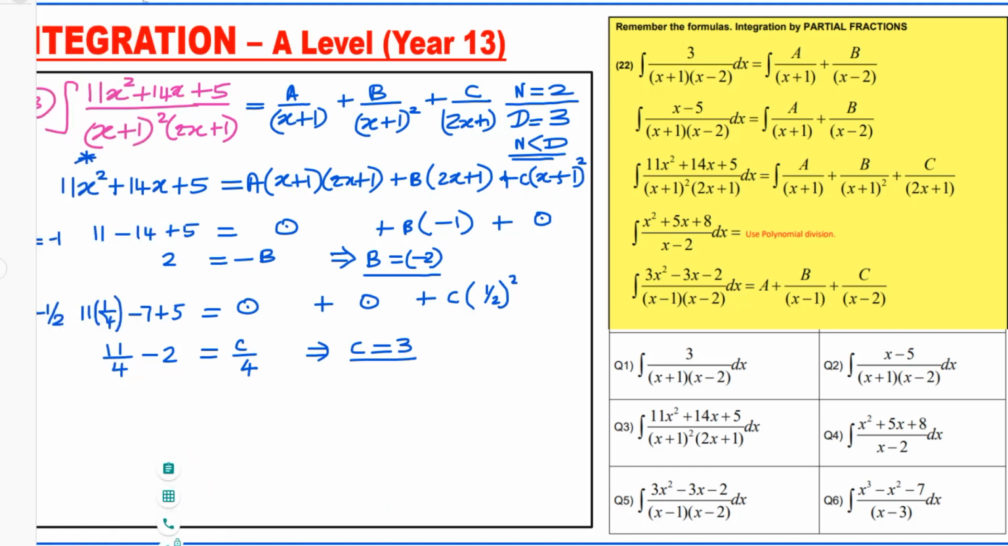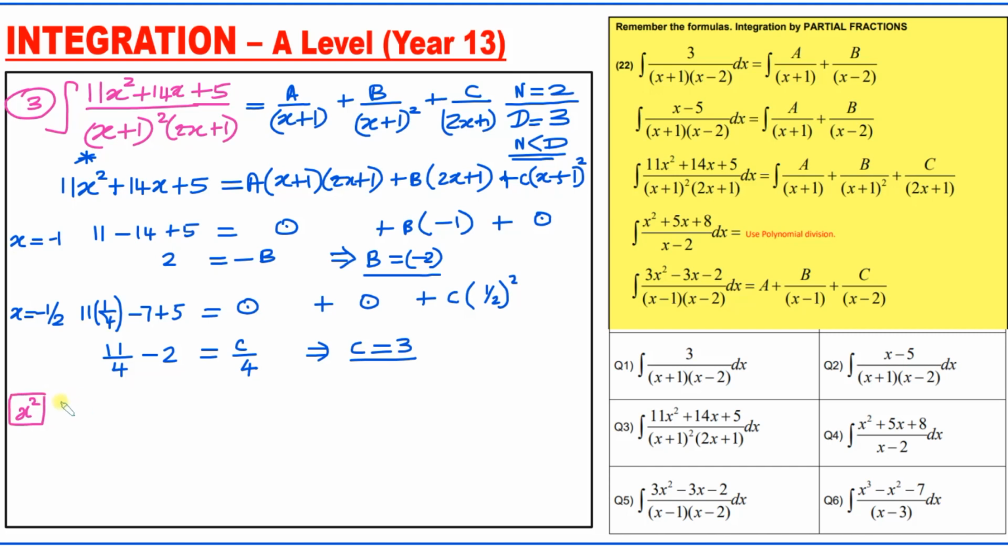Equating coefficient, right? Left hand side and right hand side, I am equating the coefficient of a particular algebraic term. It could be x squared term, it could be x term, it could be a constant term. The easiest one is the x squared, right? So x squared, I'm equating the coefficient.